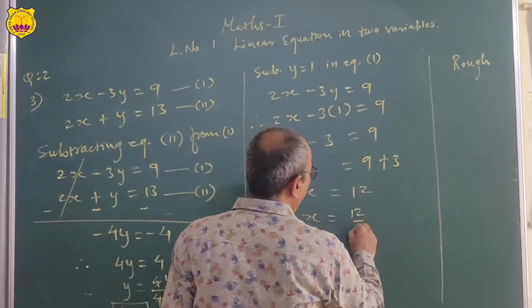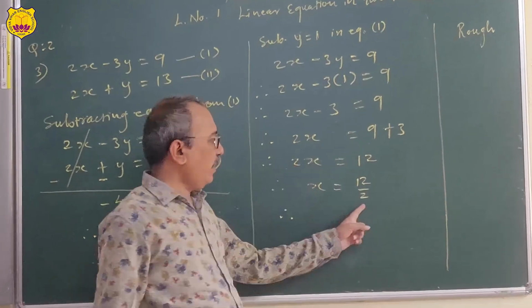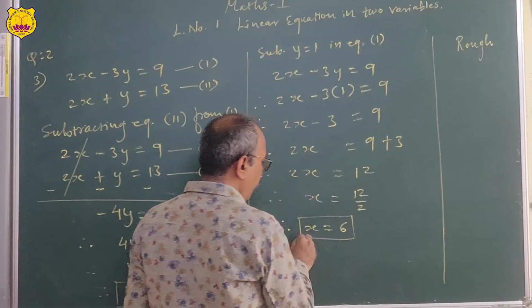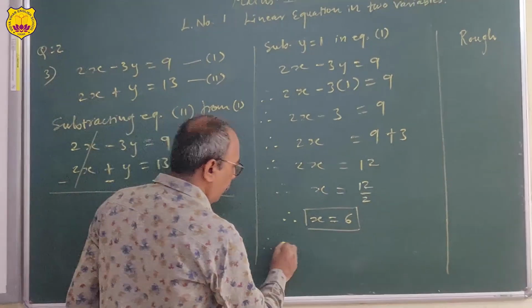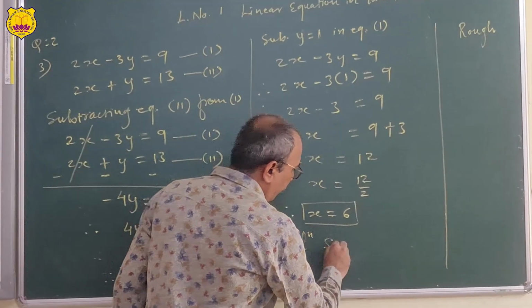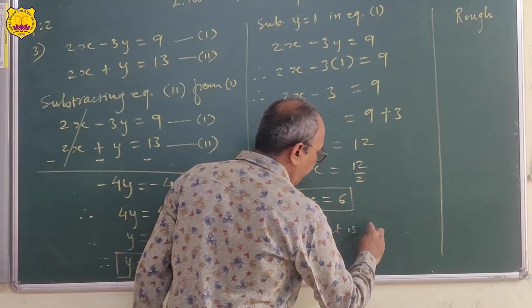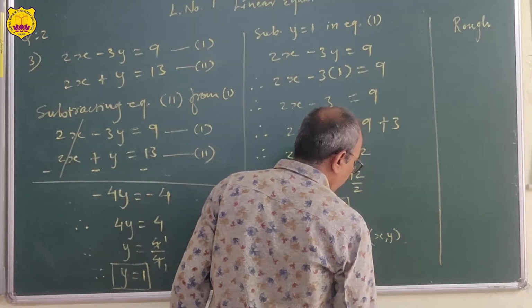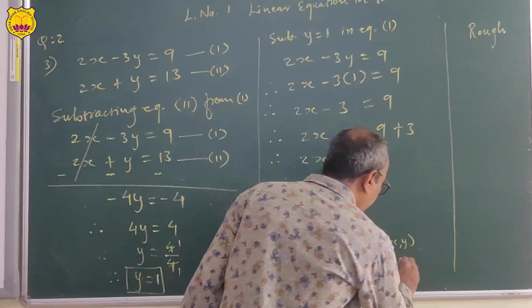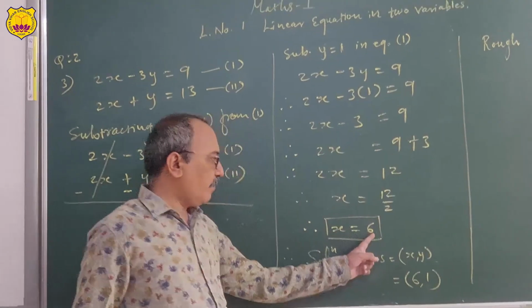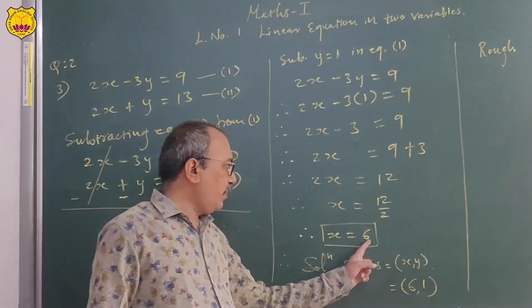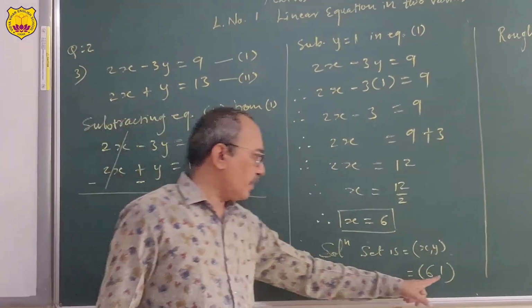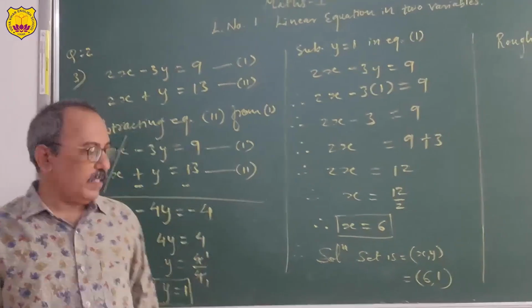x is 12 upon 2. This 2 is shifted down. Now 12 divided by 2 is 6. So x is equal to 6. Therefore, the solution set is x comma y is equal to 6 comma 1. Remember, the value of x should be written first. Even though this answer we got afterwards, the 6 should be written first and the value of y afterwards. 6 comma 1 is the solution.